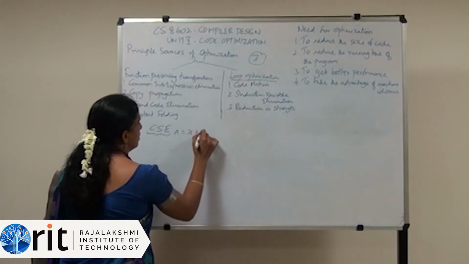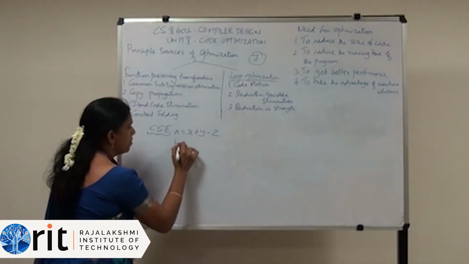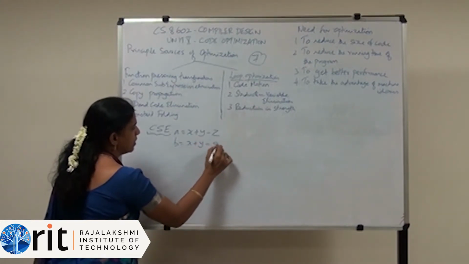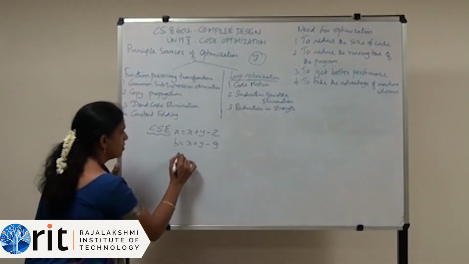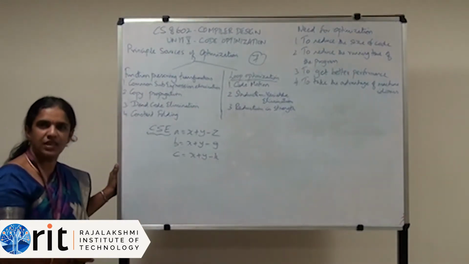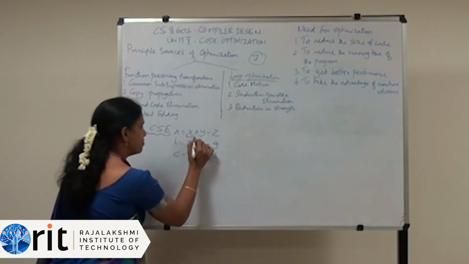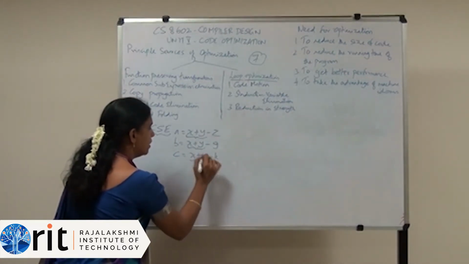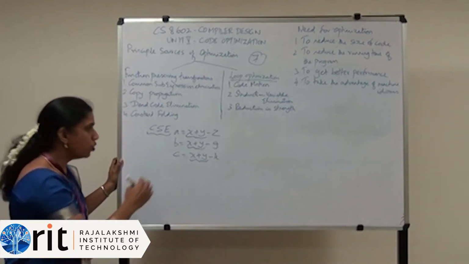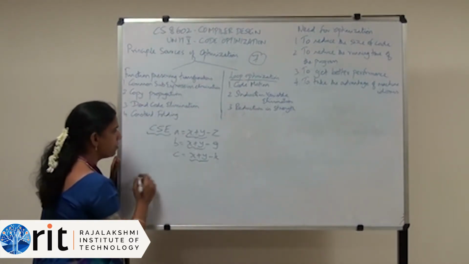a = x + y - z. That is one statement. b = x + y - g. c = x + y - k. So these are the 3 statements that are scanned by the compiler. So here the expression x + y is common in all the 3 statements. No need to use it in all these statements again and again. So we can optimize like this.